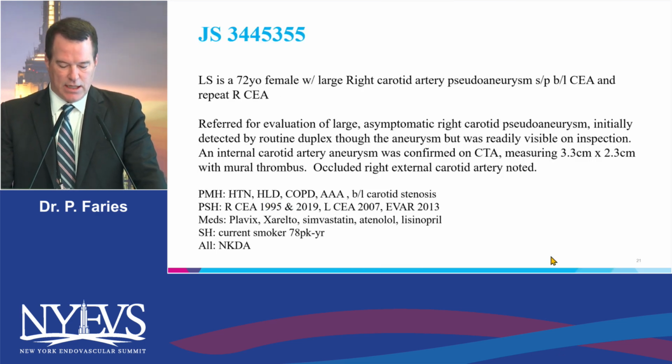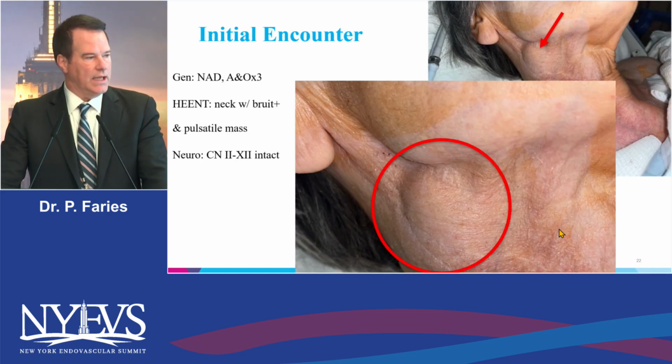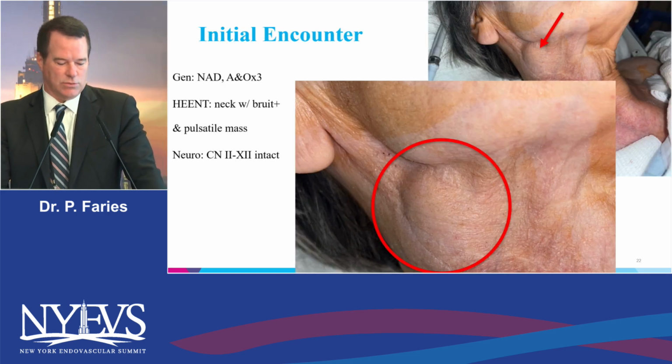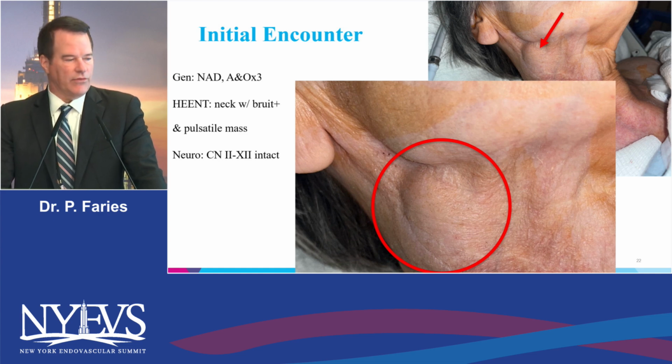This is another case in which we're sort of extending the indications for TCAR. This is a woman with a carotid artery aneurysm or pseudoaneurysm. She'd had previous bilateral endarterectomies and then a redo endarterectomy on the right. And if you look at this image, you can see, I think, this pulsatile mass.